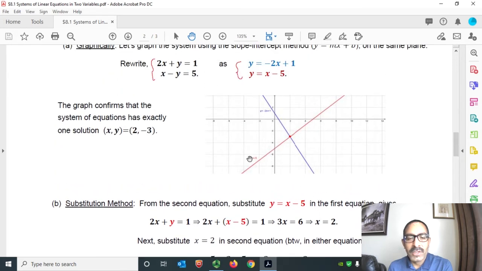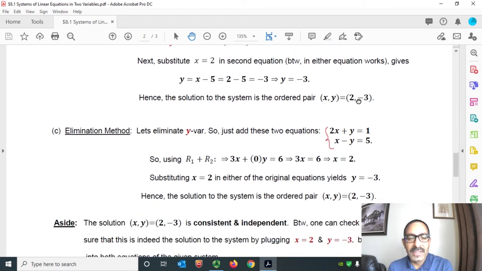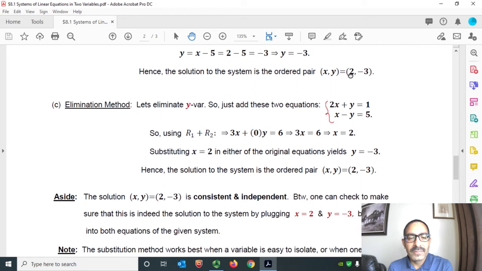that we already knew using the graphical method. The solution is 2 comma minus 3. We are getting the same solution but using different methods. I hope this idea makes sense to you all. Now let's move on. Next, let's do the elimination method.